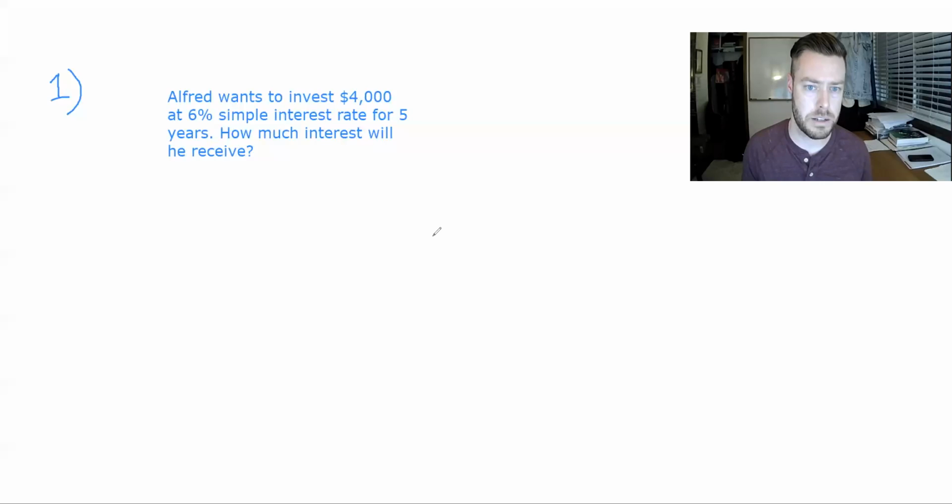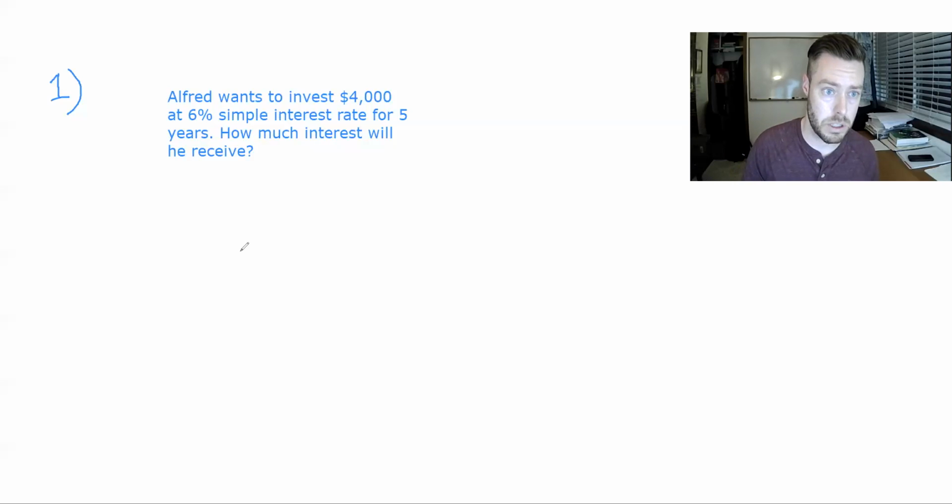So Alfred wants to invest $4,000 at 6% simple interest rate for 5 years. How much interest will he receive? There's two concepts here to understand: what is simple interest and what is compound interest. Simple interest just means you apply a certain interest rate once for a given time period. Really just multiply all the numbers you see together. Compound interest has a special formula, and if we do that in a different video, we can go over that. But for simple interest, just take whatever numbers you have and multiply them all together. You're just going to do that once.